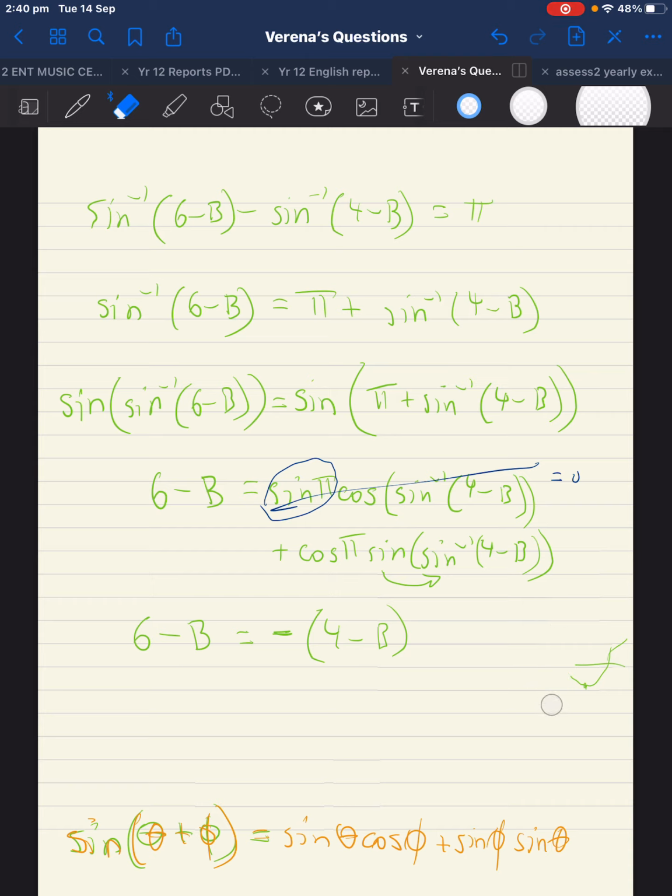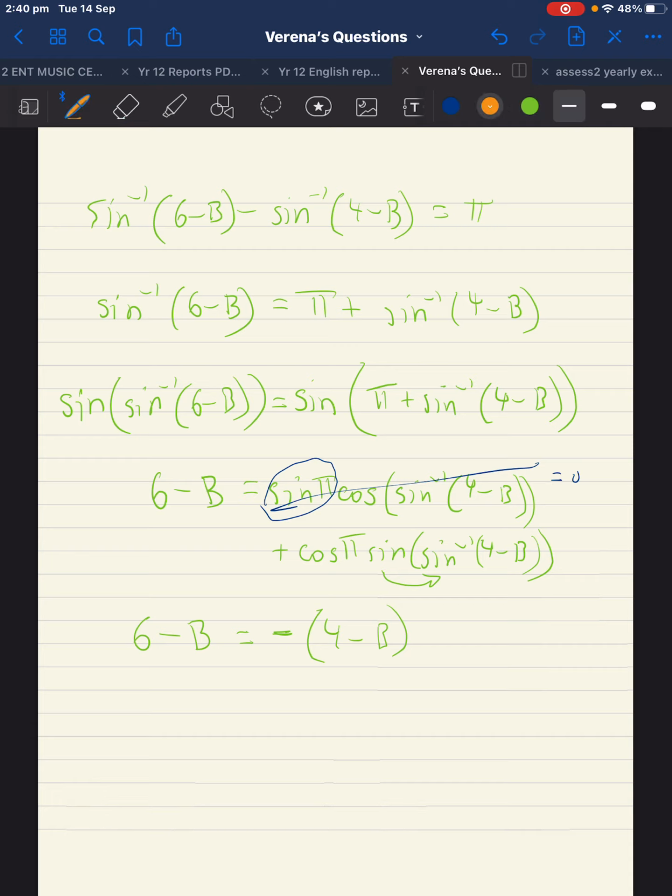Everything's cancelled so nicely. Ultimately, all you need to do is sine both sides. That's the trick. You could have done it right up at the start. Right here, sine both sides, or you could do this completely unnecessary simplifying and then sine both sides. Use your sum result for sine, simplify it down, and you end up with a nice easy equation. Let's go ahead and solve it.